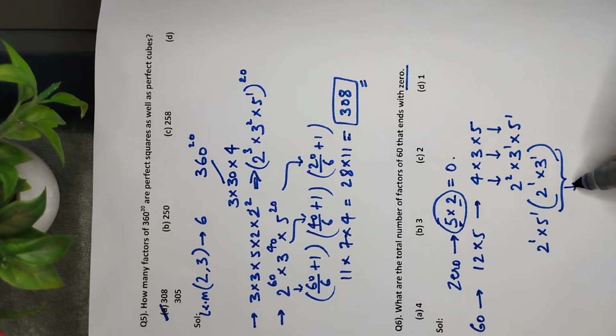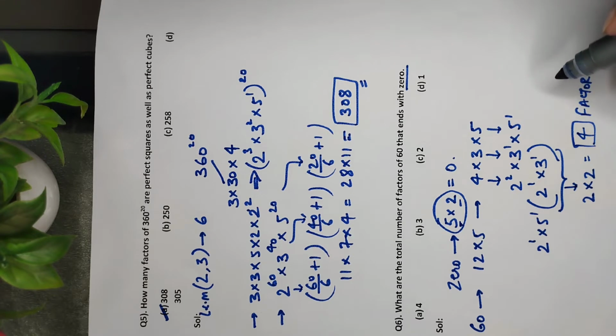So this 2 raised to the power 1 can be written as 1 plus 1 is 2. Similarly 3 raised to the power 1 can be written as 1 plus 1 is 2. So this is how we find the simple factors: we just simply add 1 to the powers and then multiply them. So I can say there are a total of 4 factors that end with 0.